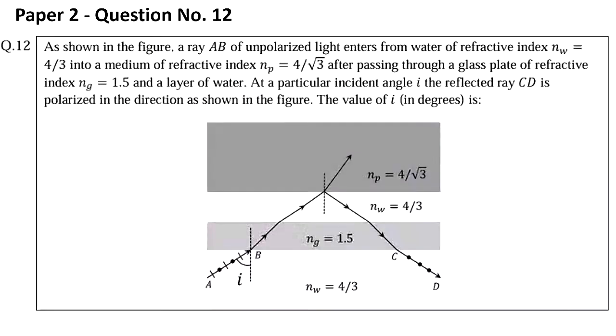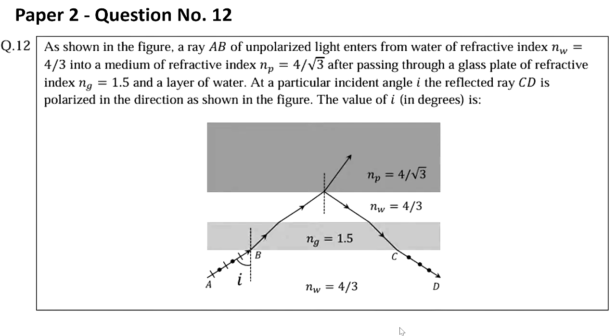As shown in the figure, a ray AB of unpolarized light enters from water of refractive index 4 by 3 into a medium of refractive index 4 by root 3 after passing through a glass plate of refractive index 1.5 and a layer of water. So they have given the water layer again 4 by 3 itself. At a particular incident angle I, the reflected ray CD is polarized in the direction as shown in the figure. The value of I is? So the reflected ray is polarized. Maybe we have to use Brewster's ideas, right?